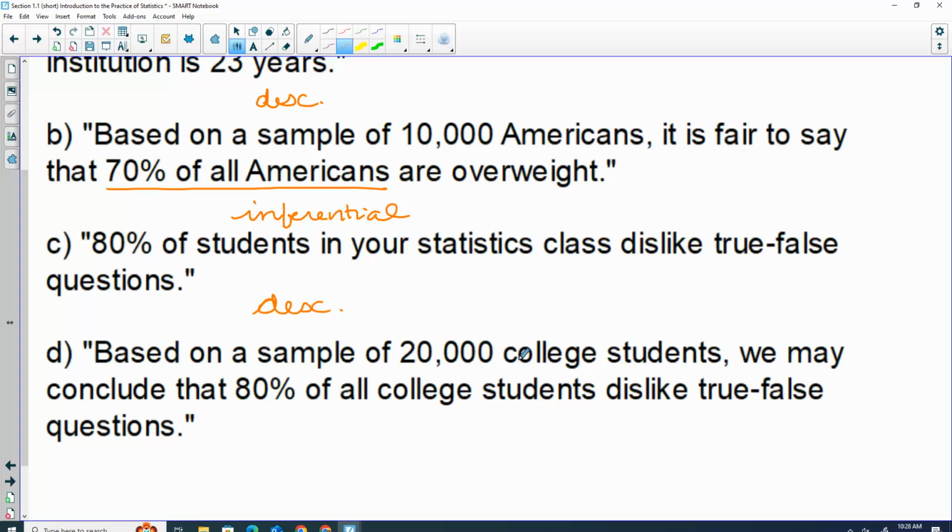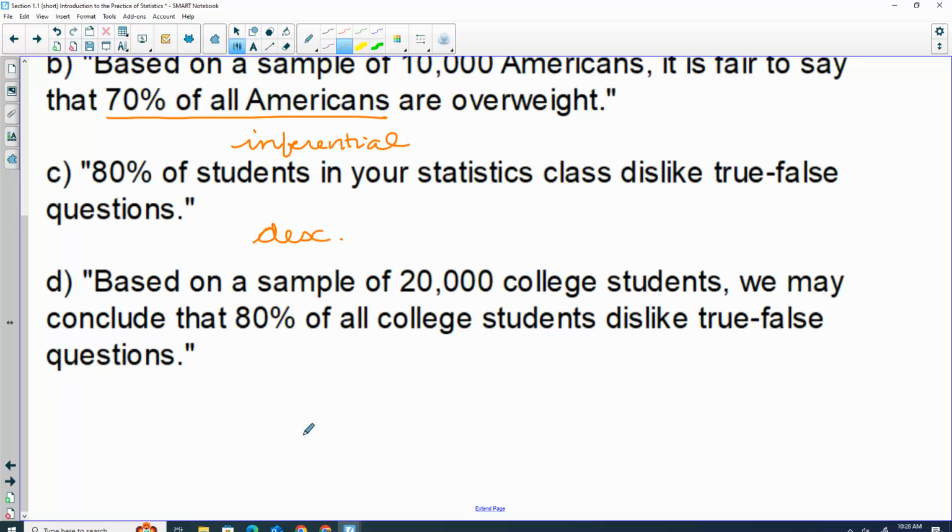Okay, but if I said, based on a sample of 20,000 college students, we may conclude that 80% of all college students dislike true-false questions. That's inferential, because I'm making a guess about all of them, but I didn't talk to all.